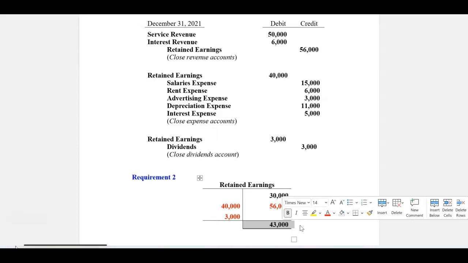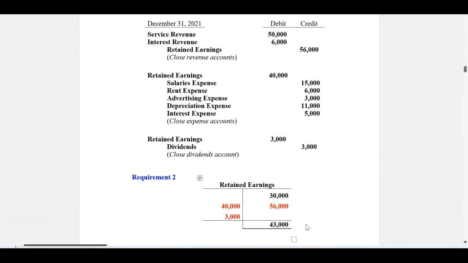And you move this $43,000 of retained earnings into next year, fresh. All your revenues are zero, expenses are zero, dividend is zero, and you start fresh. So what goes to the next year? All your assets, all your liabilities, and all your equity, which is capital stock and retained earnings. How much retained earnings do you have for next year? At January 1st, to start the new year, $43,000. Questions?